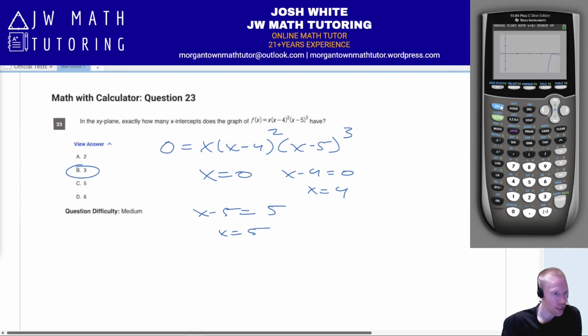Also, you could have technically used the zero function here, and you could investigate the specific locations where it looks like it crosses, but it's actually probably quicker and easier, again, just to go to the table and scroll through and see how many points there are where there's a y value of 0, which there are 3 of.